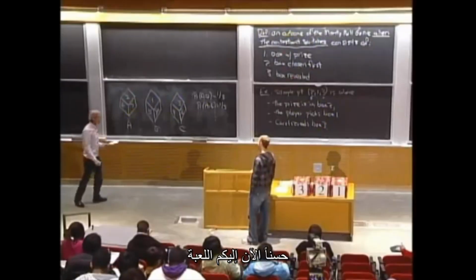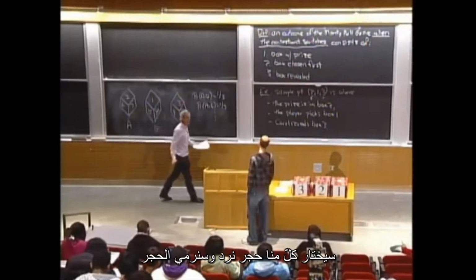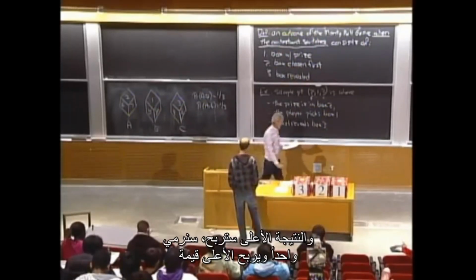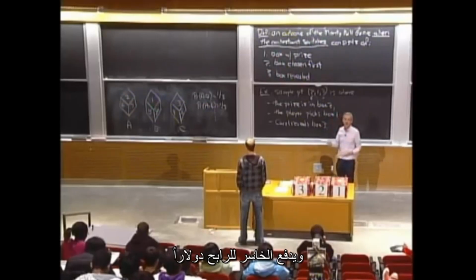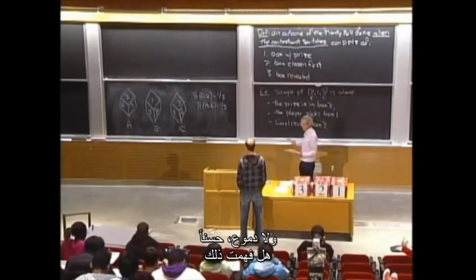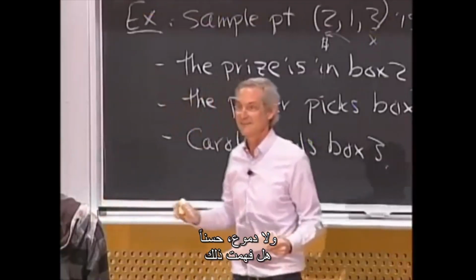Now, here's the game. We're each going to pick a die, and we're going to roll our die, and the higher die wins. We're going to roll them once. The higher one wins, and the loser pays the winner $1. And no tears, okay? You got that?